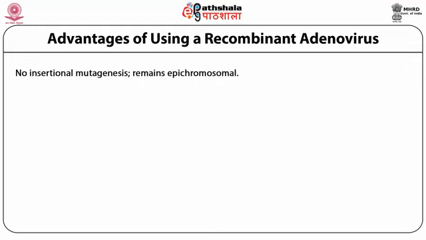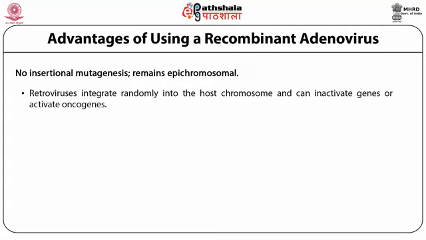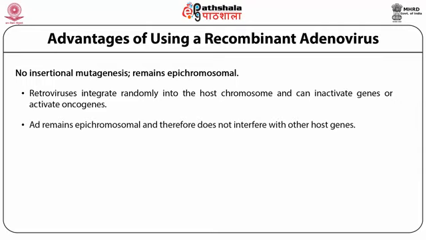There is no insertional mutagenesis; it remains epichromosomal. So this is a very clean vector, and we can use it. Retroviruses integrate randomly into the host chromosome and can inactivate host genes or activate oncogenes, so they are less preferred as compared to adenoviruses. Adenoviruses remain epichromosomal and therefore do not interfere with other host genes. So we have exact expression of the genes by using these viruses.